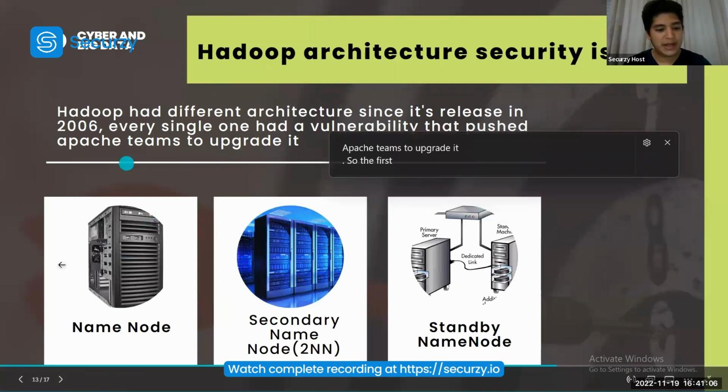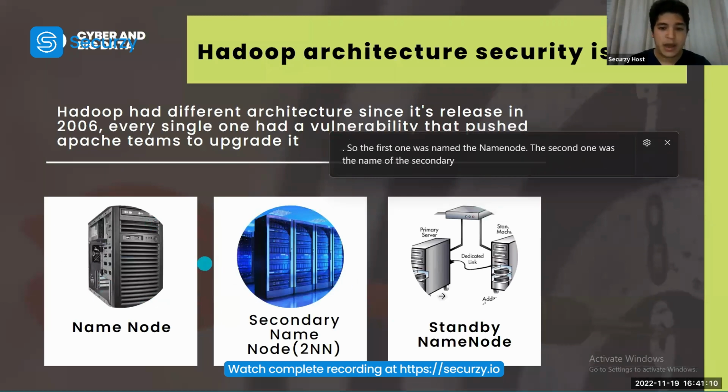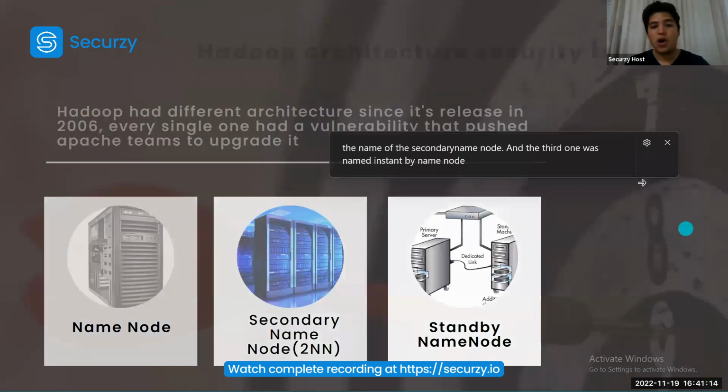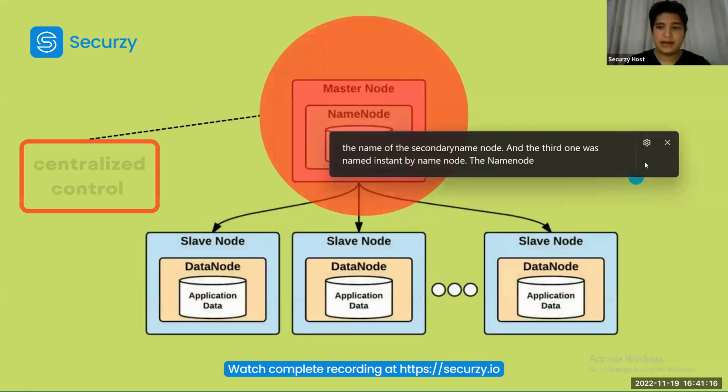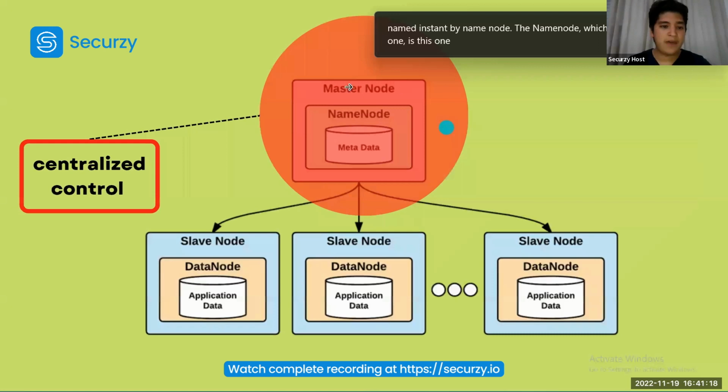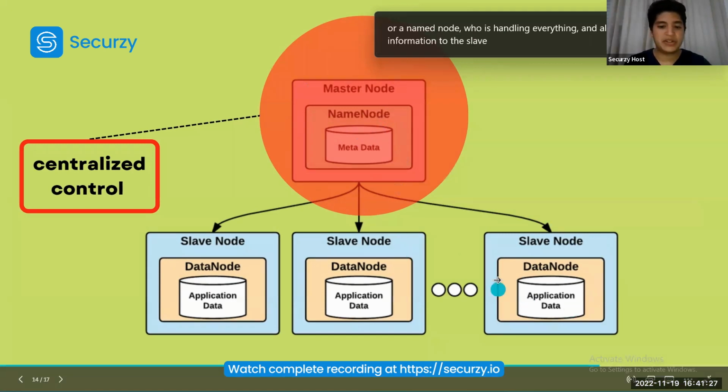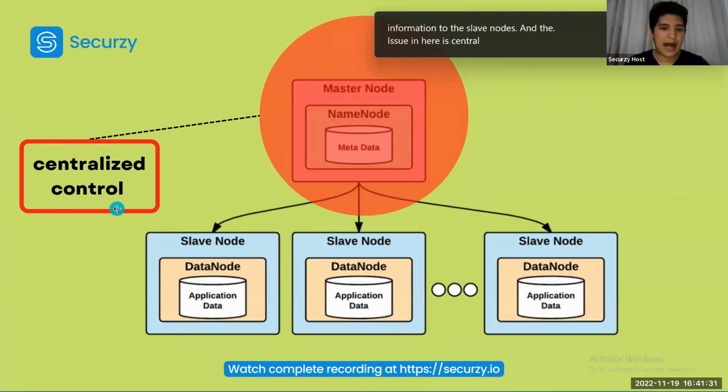So the first one was named the name node, the second one was named the secondary name node, and the third one was named the standby name node. The name node, which is the oldest one, is this one. Actually, we have a master node or a name node that is handling everything and also giving information to the slave nodes. And the main issue in here is centralized access control.